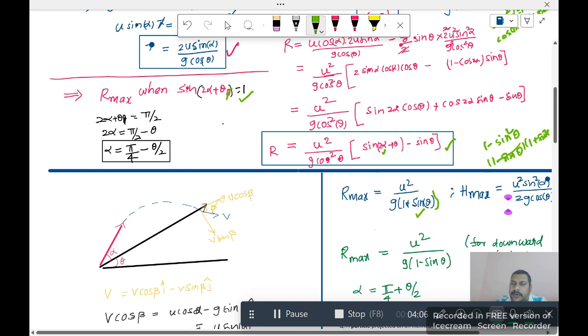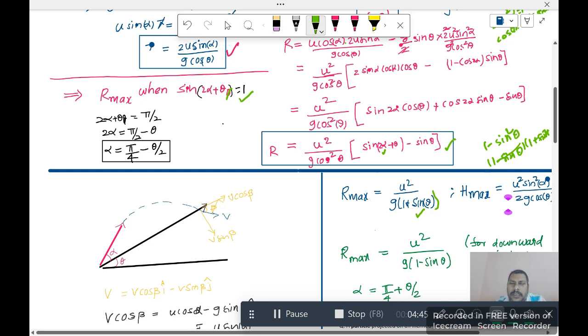The same thing you have to remember for downward projection also: u square by g into 1 minus sin theta will come, there I will explain. So this is about the projection of a particle up the inclined plane with inclination theta, angle of projection alpha, and initial velocity u meter per second. The maximum height will be uy square by 2g, where g is g cos theta and uy is u sin alpha, so u square sin square alpha by 2 g cos theta. So this is the maximum height. Some problems ask about maximum height, so I will explain those problems.